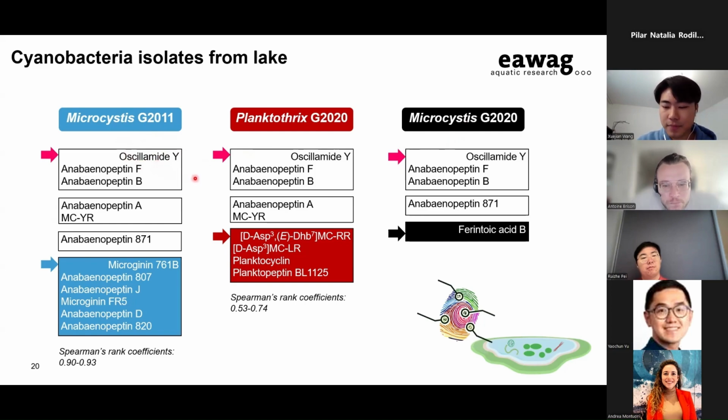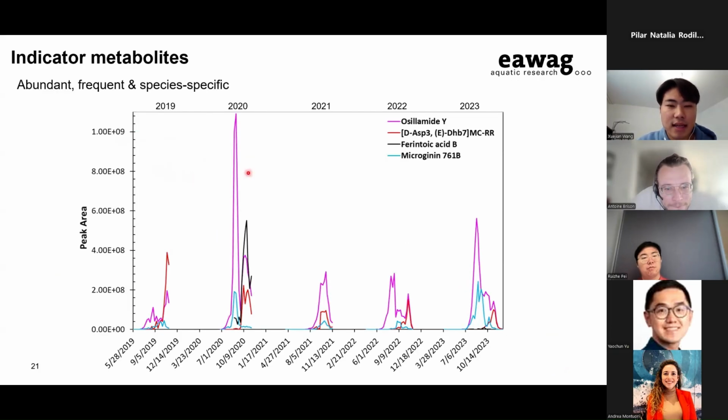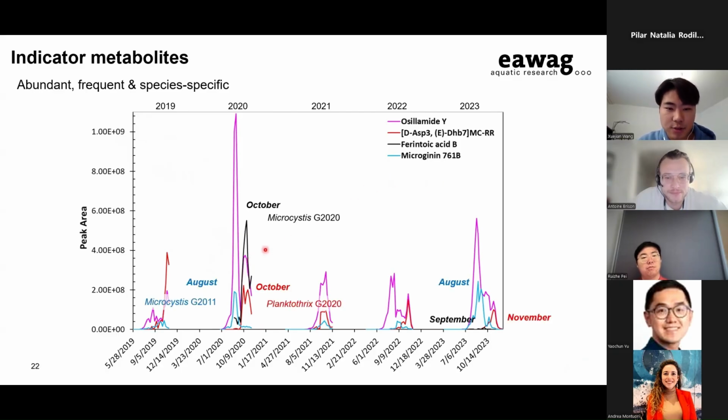If we look at the time series of all four indicated metabolites, we have a similar conclusion as we had before with the absolute concentrations. In late summer or autumn, they could reach their highest concentration, but the time they reach their highest concentration is different. For example, the blue one in 2020 reached the highest concentration or abundance in August, while the other two reached it in October. And also in 2023, the three metabolites reached the highest concentration in different months.